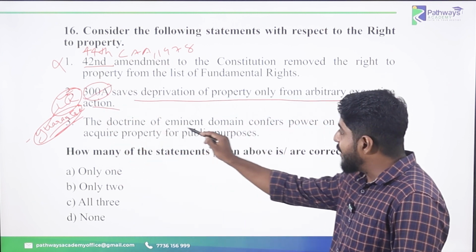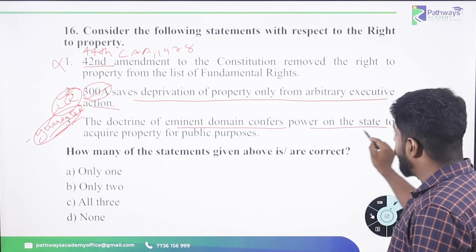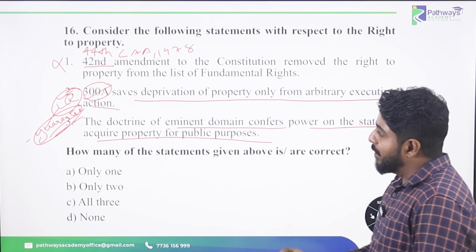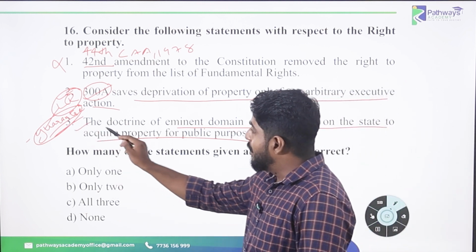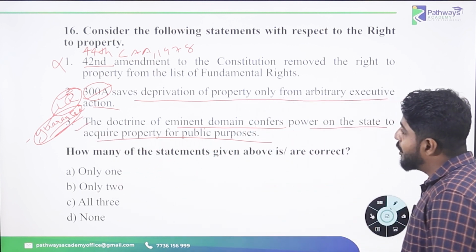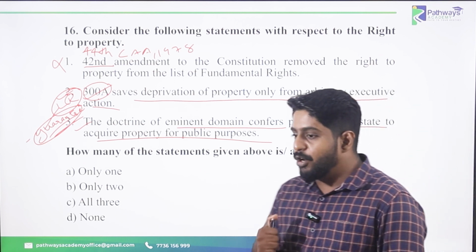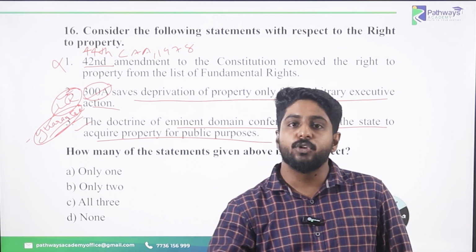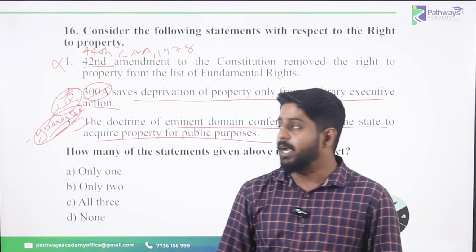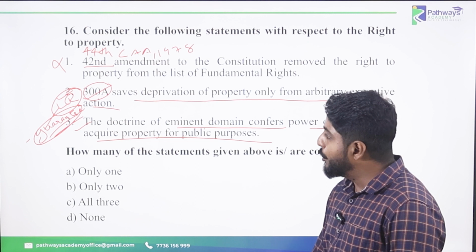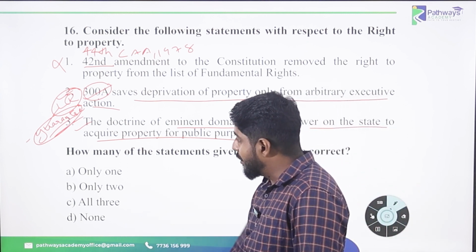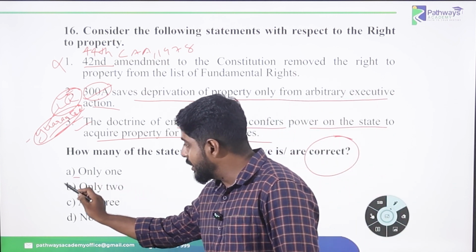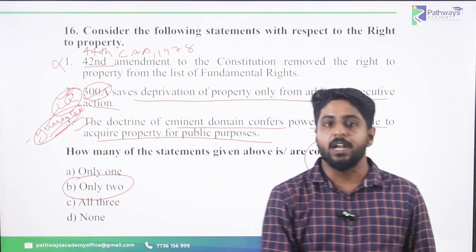The doctrine of eminent domain confers power on the state to acquire property for public purpose. Yes, sir, statement 3 is also right. What do you mean by the doctrine of eminent domain? It actually confers a power on the state to acquire the property by providing suitable compensation. So statements 2 as well as 3 are right. The question here is to choose the correct statement. The answer here is only 2.